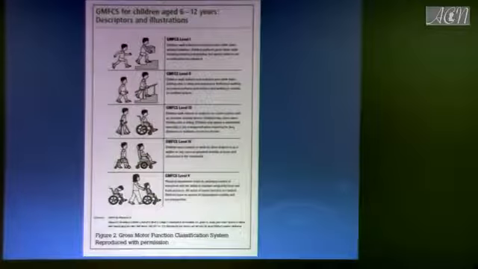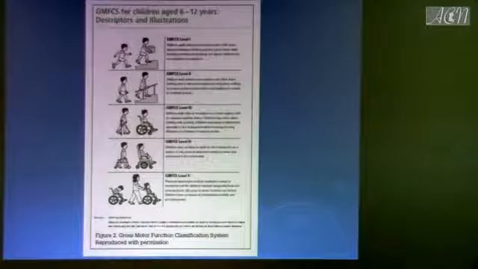Level 4, you need more assistance, wheelchair bound. And level 5, very much completely dependent on his family, right? Okay.